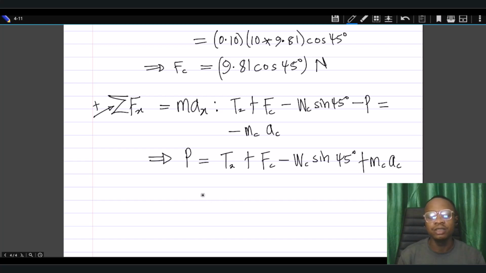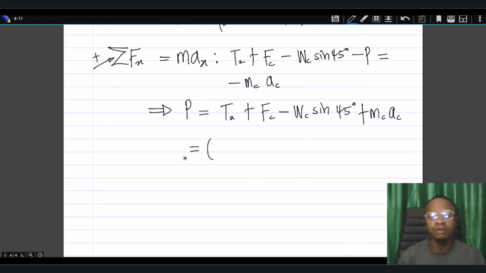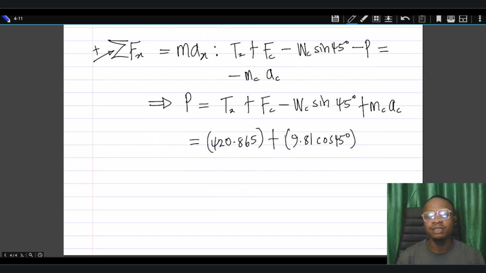So with this we can make substitutions. What is T2? We had it to be 420.865. Then plus the frictional force on C, we had it up there to be 9.81 cos 45 degrees. Then minus WC. The weight of C, we know the mass up there is 10 kilograms. So the weight is going to be 10 multiplying 9.81. Then multiplying sine of 45 degrees.